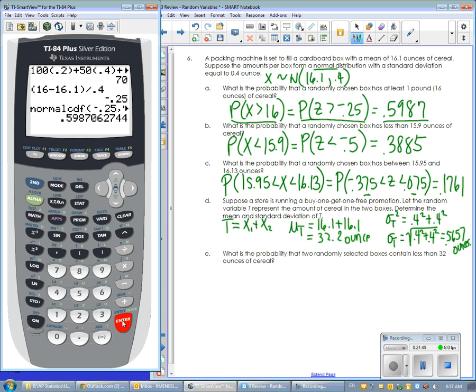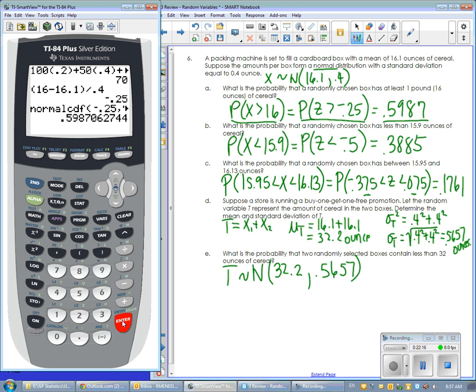Letter E is now asking, what is the probability that the two randomly selected boxes contain less than 32 ounces of cereal? So now that I've put the two boxes together, I've got to think about how T is distributed. Well, since the individual boxes are distributed normally, I know that when I put them together, T will also be distributed normally. The mean for this new distribution is going to be 32.2, and the standard deviation is going to be that 0.5657.